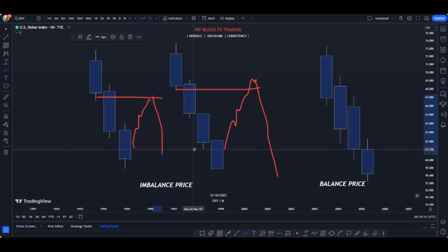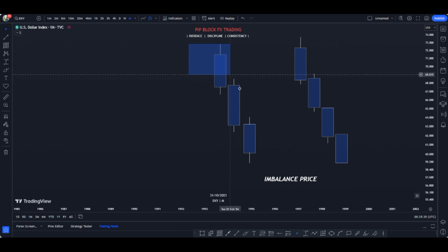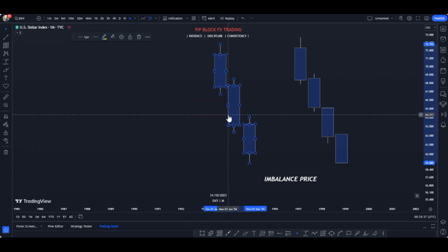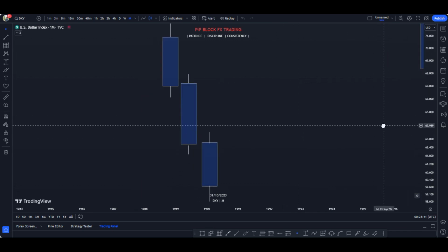But with the filling of the imbalance, most times you don't get price filling the imbalance fully. You don't have price filling the imbalance fully. So most of the time when you are having an imbalance, let me just take this image here. Most of the time when you're having an imbalance, this is what we have.